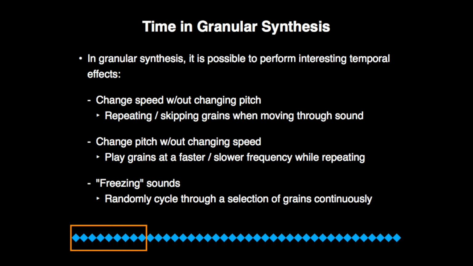And this is a really simple thing to do. We just imagine as we're moving from left to right, that orange box is moving through the grains. Imagine if we just stopped in the middle. And then instead of moving from left to right, we just kind of randomly cycle through a little selection of grains in the middle. So then we're constantly cycling through a small selection of grains, and that's going to produce the effect of the sound kind of being frozen in time. And we'll look at some examples of all of these when we start working in SoundGrain.